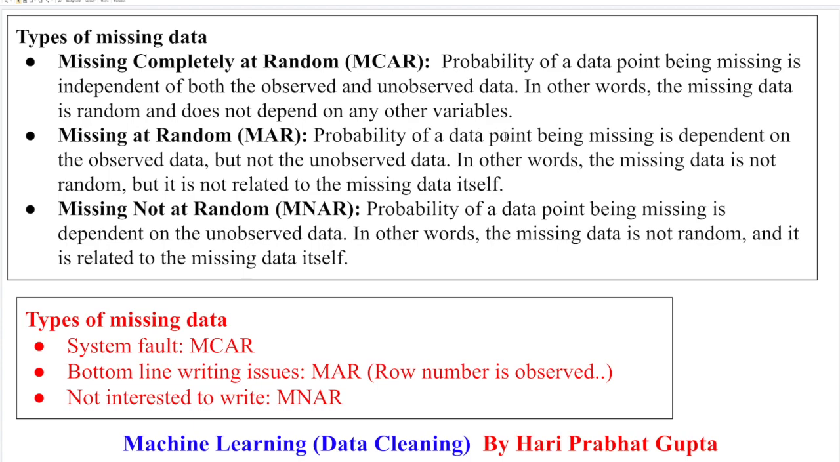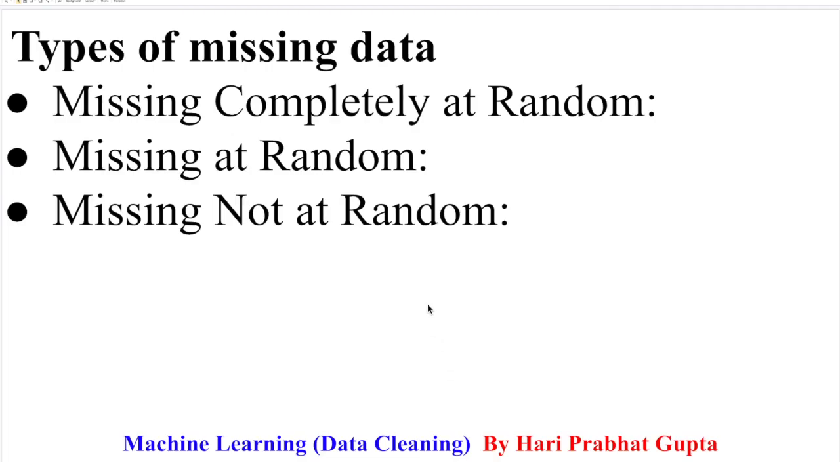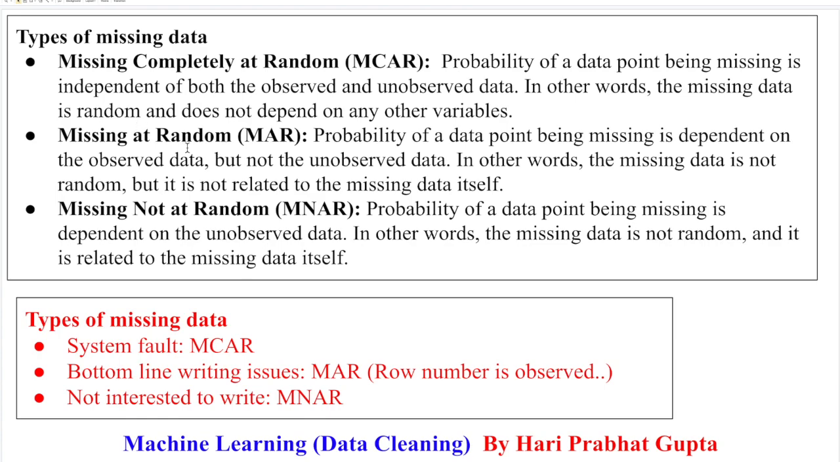Here the probability of the data point being missed is dependent on the observed data but not on the unobserved data. Observed data means, for example, your line number. Say if your line is at the bottom line, this is your observation, then the data missing probability is very high as compared to the data missing probability at this position. Such type of data missing is missing at random.